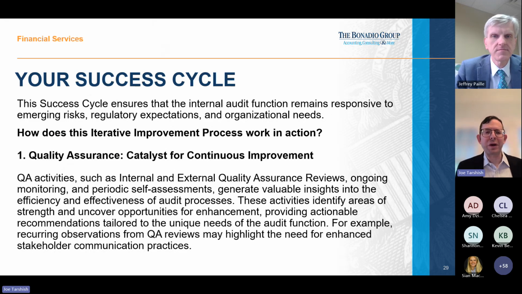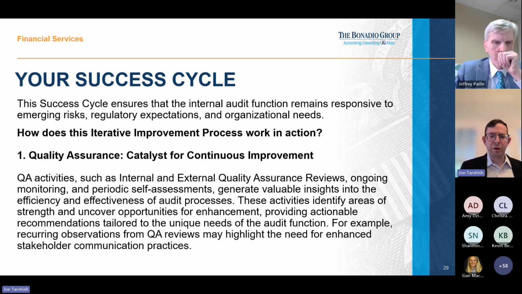Let's talk about the continuous improvement cycle and what it means for you, for your audit department, for your organization. So it's really, as we talked about, an iterative improvement process, but how does it work in action? When we looked at that pictorial with the circles, we focused on quality assurance, which is really the catalyst for continuous improvement. So QA activities, including internal and external QA reviews, the ongoing monitoring, periodic assessments, generate valuable insights into the efficiency and effectiveness of the audit processes that auditors are doing. These activities identify areas of strength and further uncover opportunities for enhancement, providing actionable recommendations tailored to the unique needs of the audit function.